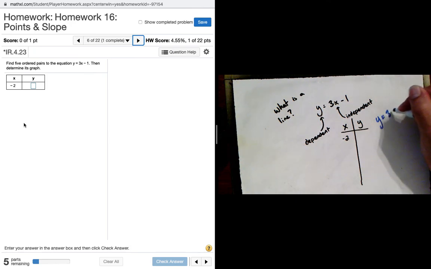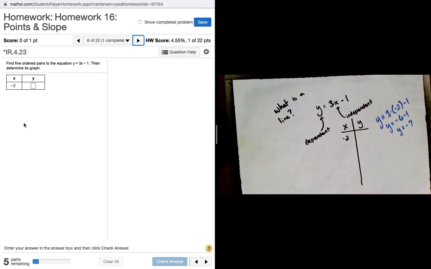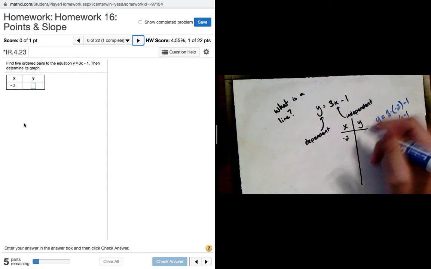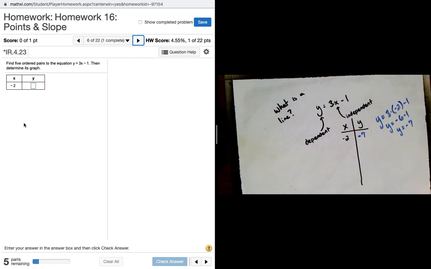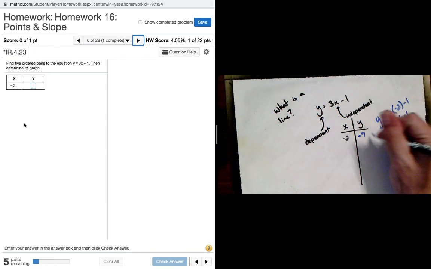I get y equals 3 times negative 2 minus 1. That is y equals negative 6 minus 1. y is equal to negative 7. So in other words, when x is negative 2, the y value is negative 7. This is an ordered pair, somewhere out in space.